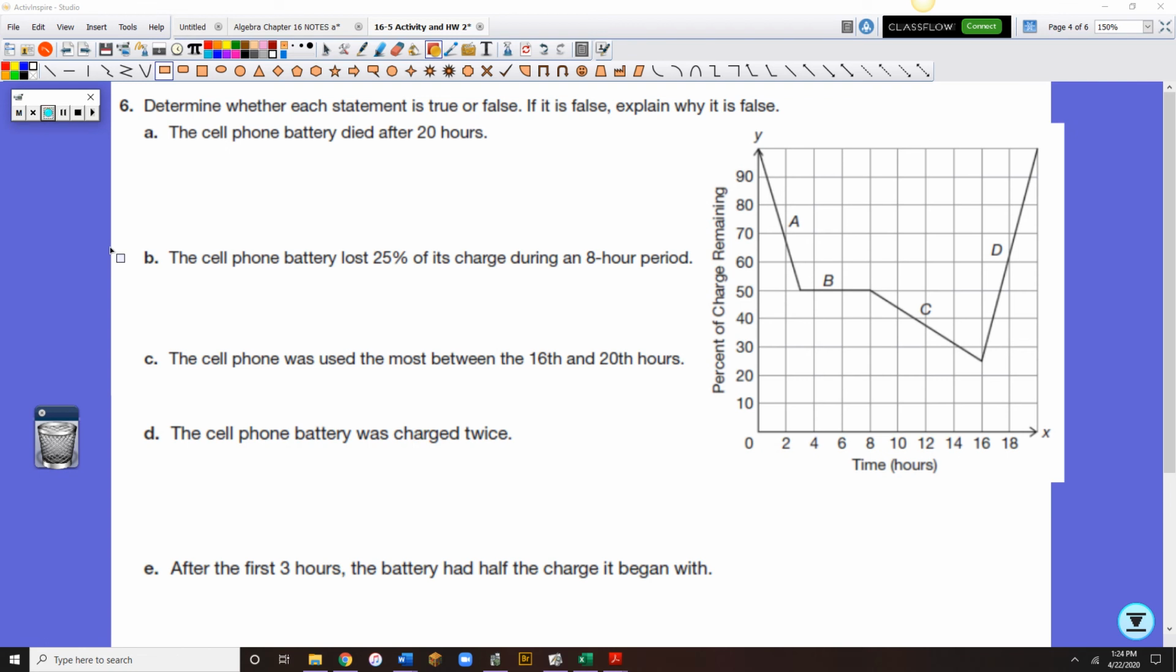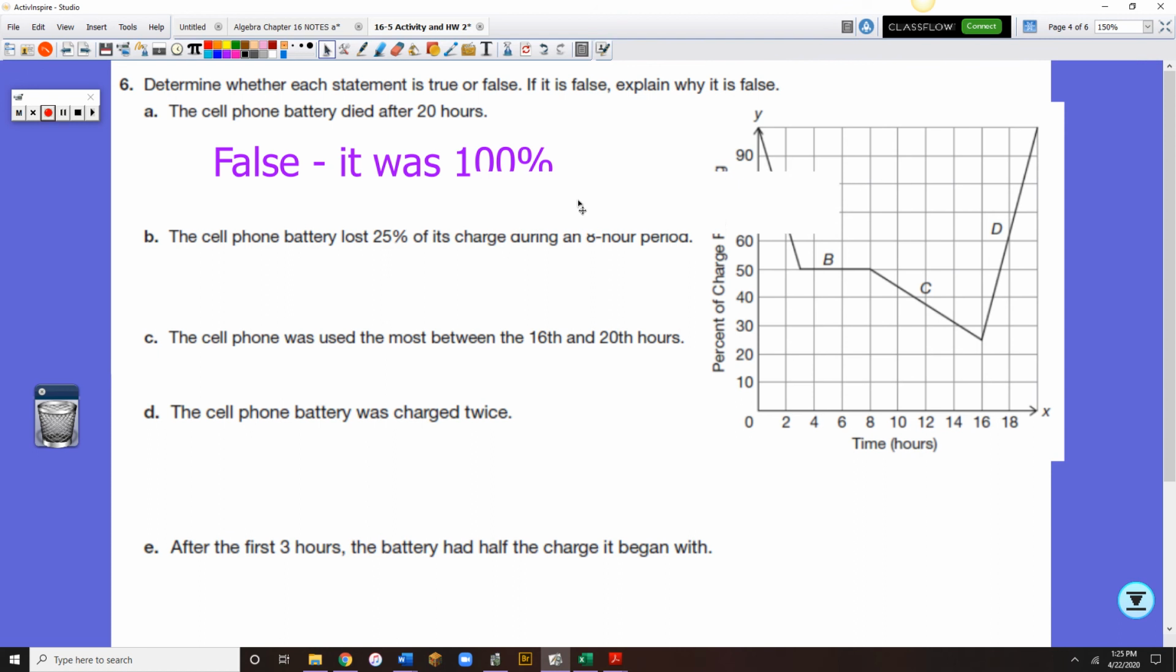Lastly, we're going to answer a few more interpretive questions on the graph. Number 6 says determine whether each statement is true or false, and if it's false, explain why. A, the cell phone battery died after 20 hours. Well, that's false because the battery never died. It never got down to 0. And at 20 hours, it was actually at 100%. So it's false for two reasons. Number one, it never died. And at 20 hours, it is 100%.